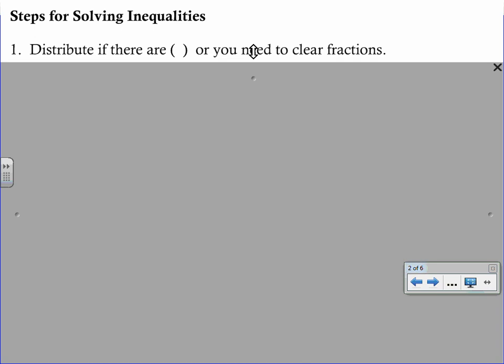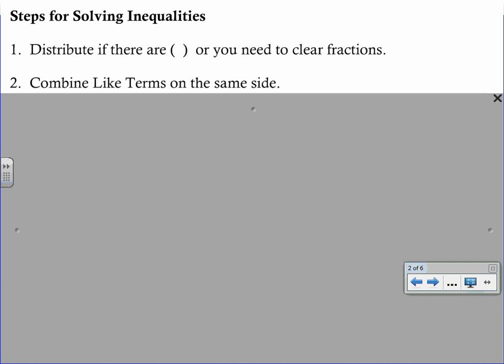The first step that we want to do is to take care of distributing. There are two cases where you need to distribute. The first is if we have parentheses in the equation. So if you're looking down at the examples in your notes, number 4, on the right-hand side of that inequality, we have parentheses. So that would be a case where we need to distribute. And the second possibility where we need to distribute is if we would like to clear out the fractions. So looking at number 2, that has a fraction in it, we would need to distribute with that problem.